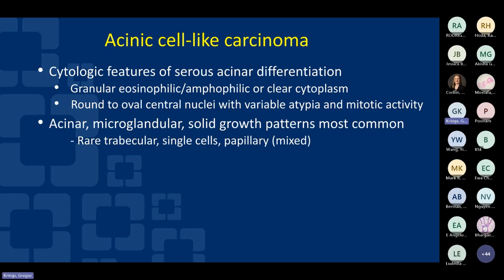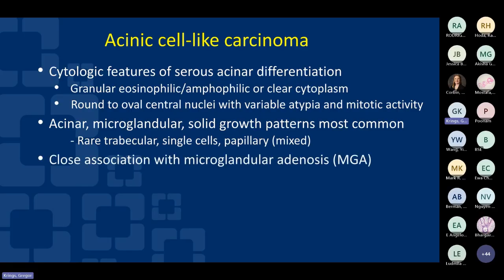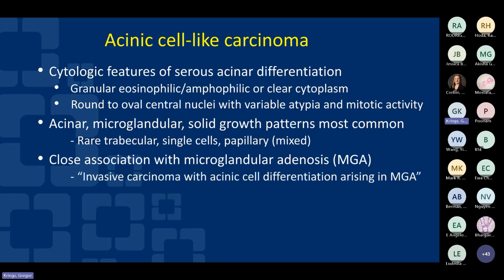The common growth patterns are acinar, microglandular, and solid, but rare tumors can also show areas of trabecular growth, even single cells, and papillary growth, but these are usually mixed with the more common acinar or microacinar patterns. Interestingly enough, acinic cell-like carcinomas in the breast show a very close association with microglandular adenosis, and it is often difficult even to distinguish atypical microglandular adenosis from acinic cell-like carcinoma. In fact, some have considered that these tumors are not actually a distinct entity, but are just invasive carcinomas arising in a background of MGA.